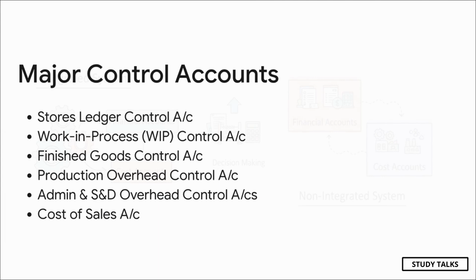So besides that main bridge account, we have a whole team of other control accounts. Each one just represents the grand total of its subsidiary ledger. So the stores ledger control account gives you the total value of all your materials. The WIP control account is the total cost of all the unfinished jobs, and so on for finished goods, production overheads, and all the rest. Each one is a summary, controlling one part of the cost flow.